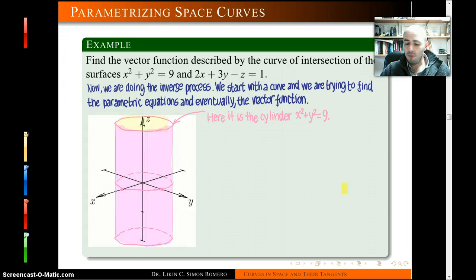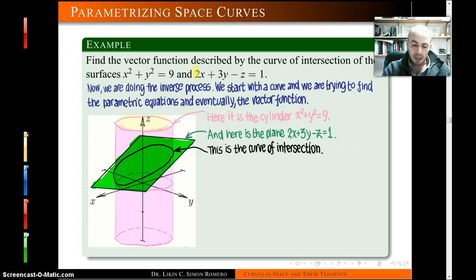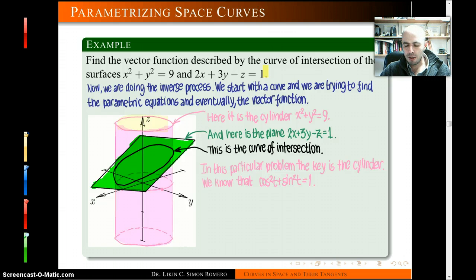So suppose we have the cylinder here. Let's take the cylinder of radius 3. And here is the plane. Notice that this equation gives you a plane, and the curve of intersection is the intersection of the cylinder and the plane. So again, the key here is going to be the cylinder. Again, x squared plus y squared is equal to 9, and we know that cosine squared plus sine squared is equal to 1. So we're trying to figure out what x and what y can be with respect to t, in order to satisfy this equation.